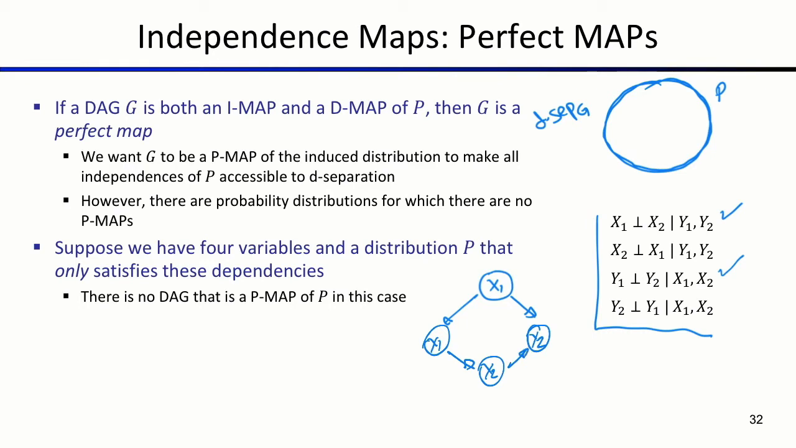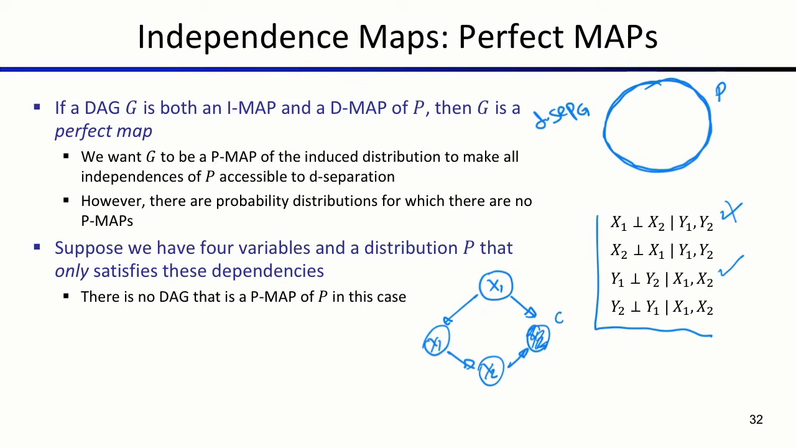But now we have this convergent triplet here in y2, and if we observe y2, we're going to make x1 and x2 dependent on each other. So you're going to break this guy here, right? So every attempt that we do, every different graph that we try, we see that we will break one of those independence assumptions, or we will assume another independence assumption that is not in this list. So if you try to have a graph that represents exactly these four independence assumptions, we cannot do that using a Bayesian network.